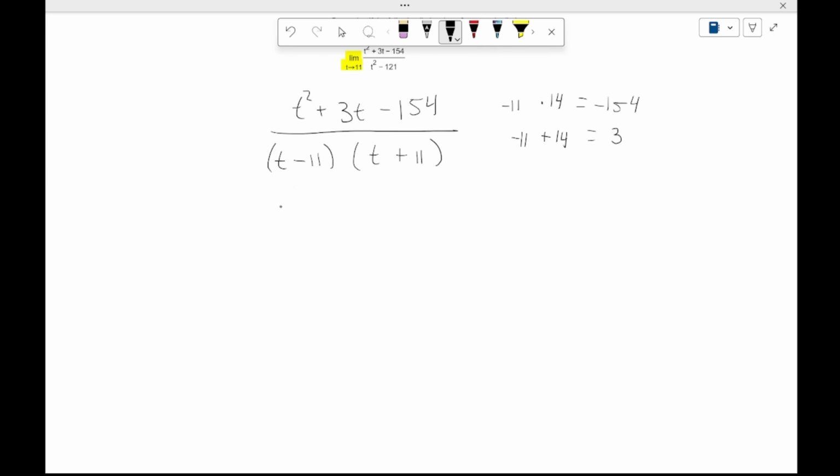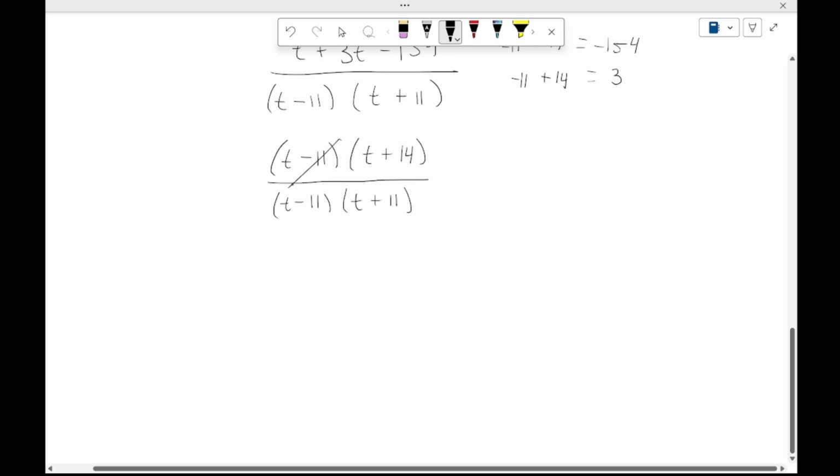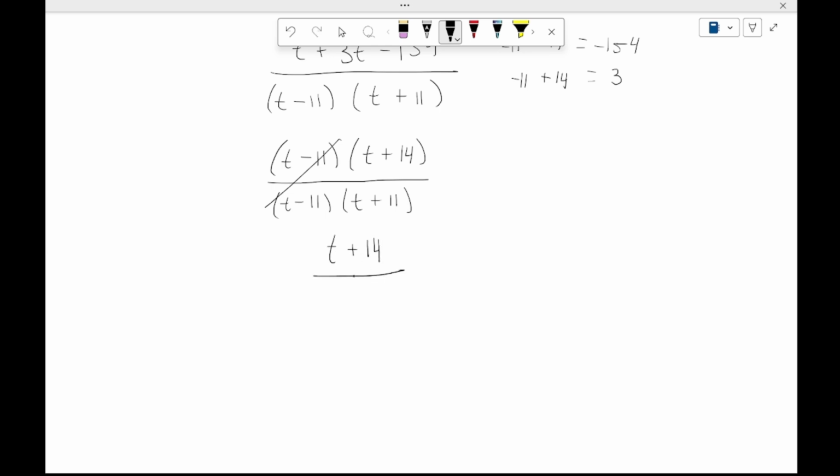Okay, so now how do we write this? It's going to be t minus 11 multiplied by t plus 14, on top of t minus 11 times t plus 11. Our next step is to simplify, so we can cross these two out because they're equal to each other. And we're left with t plus 14 on top of t plus 11. And remember, we're looking for the limit as t approaches 11.